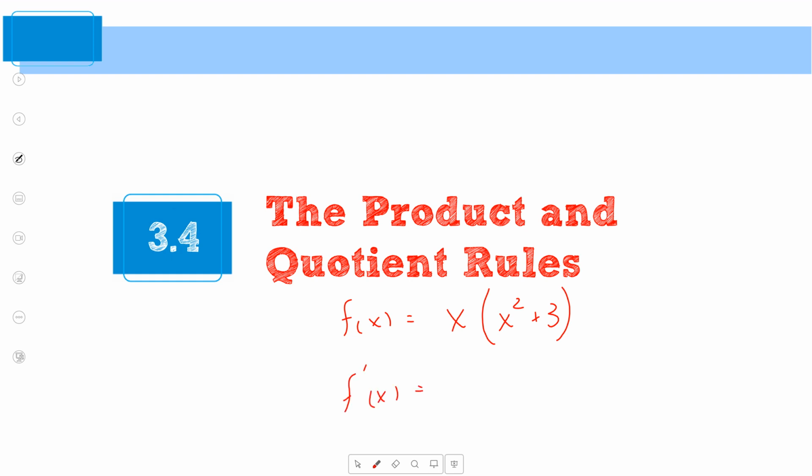A common mistake that people make is they relate that phrase that I kept using over and over again. Remember the one that says the derivative of the sum is the sum of the derivatives? We did the same thing with limits. It does not apply for products and quotients. In other words, this derivative is not the derivative of x times the derivative of x squared plus 3, which would be, by the way, 1 times 2x. That is not right.